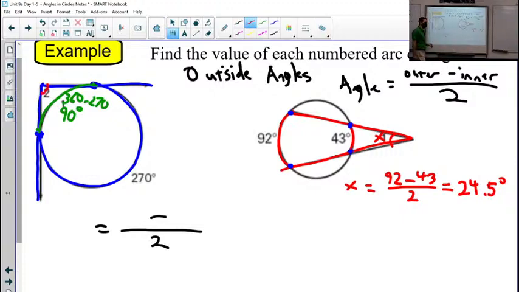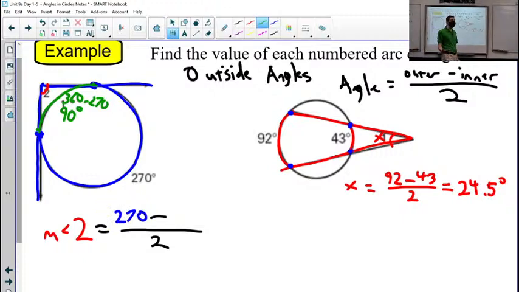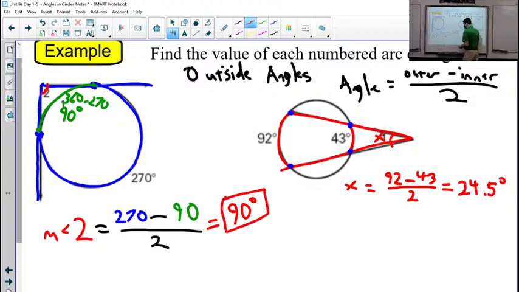So this angle is what I'm trying to solve for. And it equals the outer arc, which is 270, minus the inner arc, which I just found by taking 360 minus that outer arc to get the inner arc. It ended up being 90 over 2. And when I work this out, this answer is also going to be 90. 270 minus 90 is 180, divided by 2 is 90. So 90 degrees is the measure of that angle.